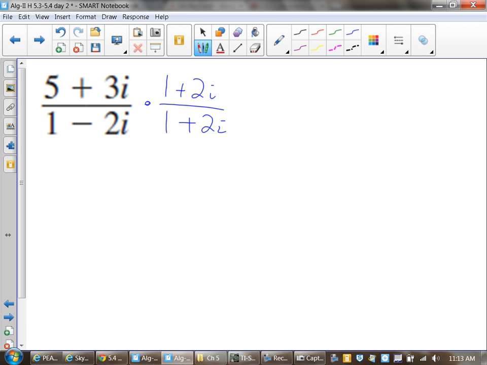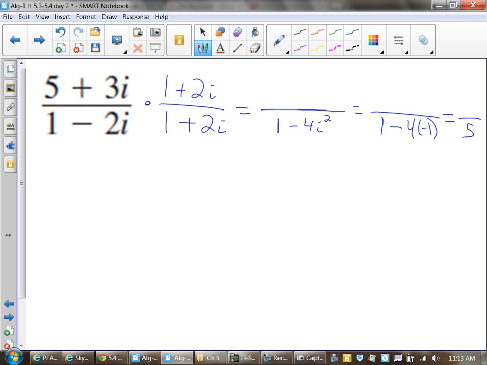I get 1 on the denominator, I get 1 minus 4i squared. There's no middle term. I squared is negative 1, so this becomes 1 minus 4 times negative 1, which is equal to 5. So what I'm doing here is I'm working with my denominator first. It's the easier one to deal with.